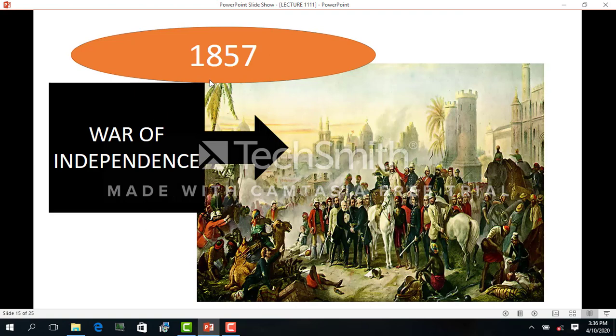Then 1857, War of Independence. In 1857, the people of the subcontinent wanted independence from the British. In this war, Indians were badly defeated. After the War of Independence of 1857, the time became worse for the Muslims. In that crucial time, Sir Syed Ahmad Khan started a struggle for the uplift of the Muslims of the subcontinent. Sir Syed Ahmad Khan was the founder of the modern two-nation theory.